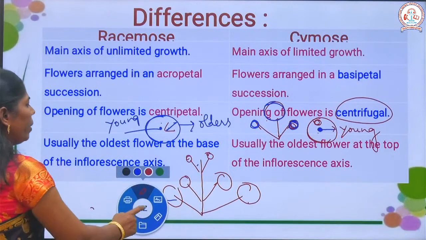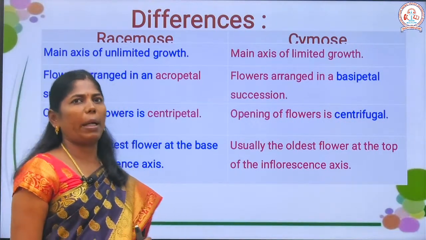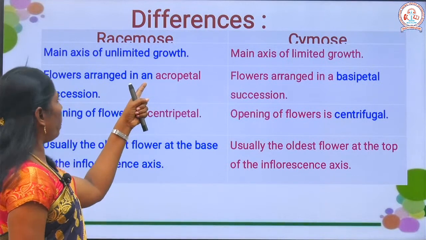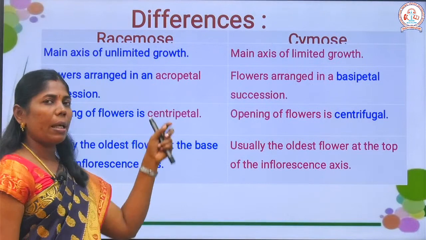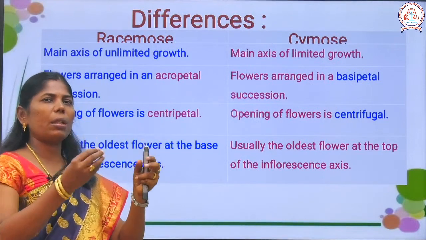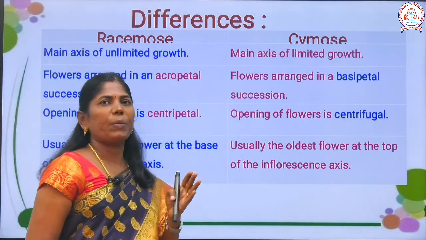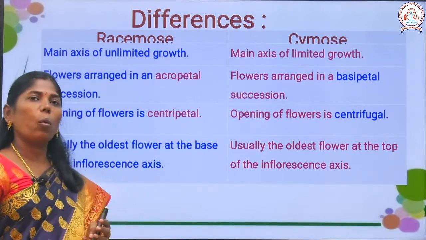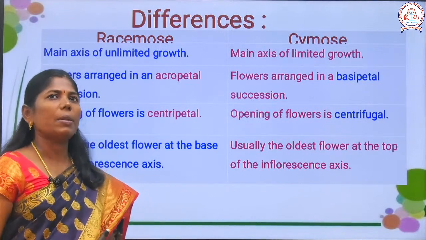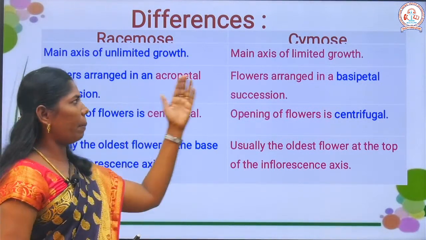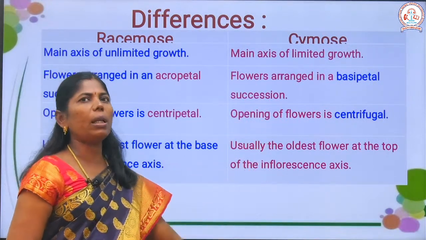The terms are very, very important. What is centripetal? What is the centrifugal manner? And here there is the acropetal and basipetal arrangement. Acropetal arrangement means young flowers in the apical region and older flowers in the basal region. Basipetal arrangement means older flowers in the center and younger flowers on either side. So that is acropetal and basipetal arrangement, and this is centripetal and centrifugal arrangement.